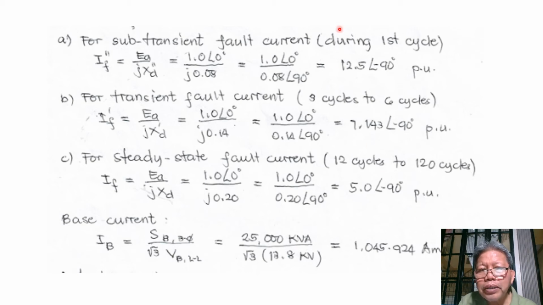So among the three, our subtransient fault current is the largest, the transient fault current is in between, and our steady state fault current is the smallest.